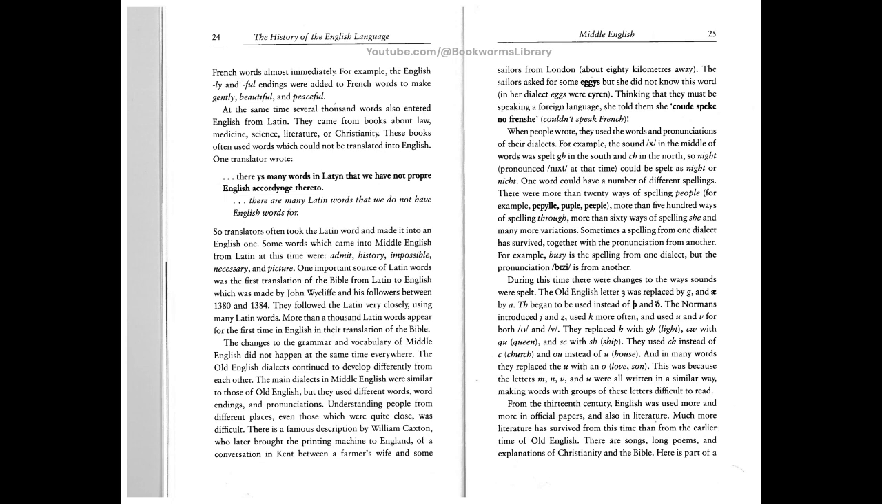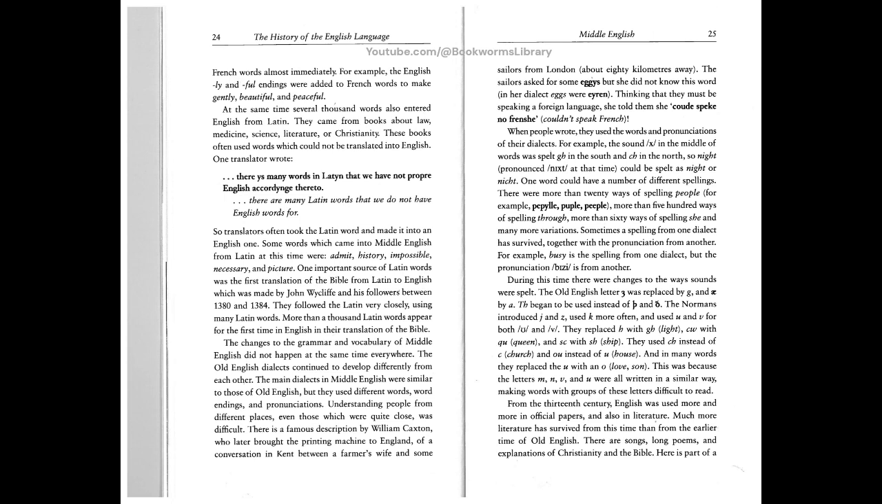The Normans introduced j and z, used k more often, and used U and V for both U and V. They replaced H with GH, light, CW with QU, queen, and SC with SH, ship. They used CH instead of C, church, and OU instead of U, house. And in many words, they replaced the U with an O, love, sun. This was because the letters M, N, V, and U were all written in a similar way, making words with groups of these letters difficult to read.